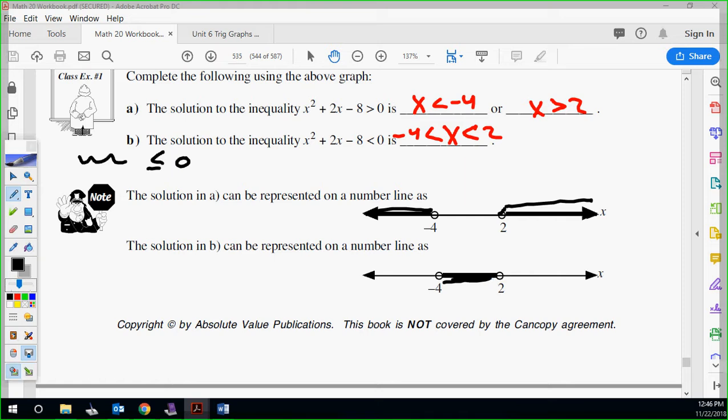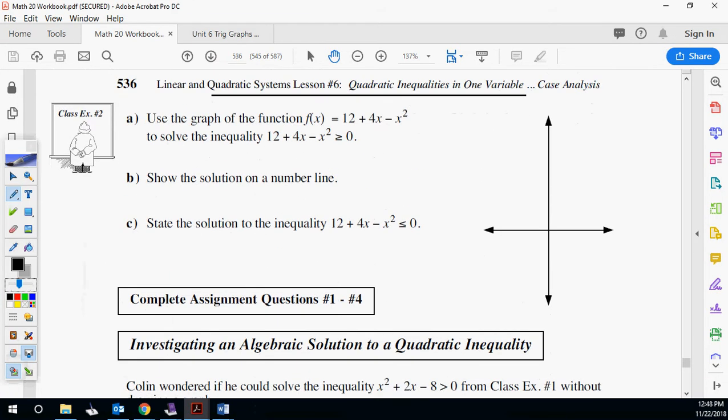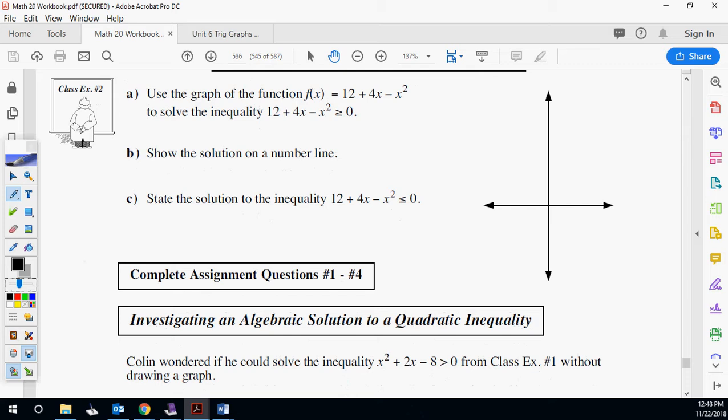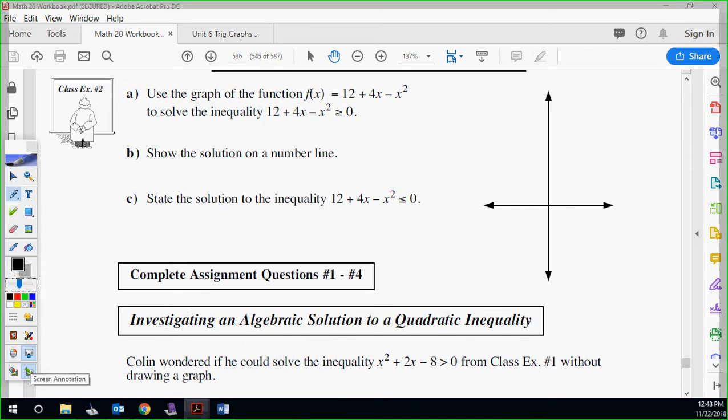All right. So let's look at this one. Use a graph of the function 12 plus 4x minus x squared to solve the inequality. Show the solution on a number line and state the solution to the inequality. Okay, so let's see here. What does this look like? I have to do that backwards factoring. I don't like that, but that's okay. It's going to be 6 and 2. I got one positive x and one negative x. I want this to be the positive x and that to be the negative x. So that's what I have.